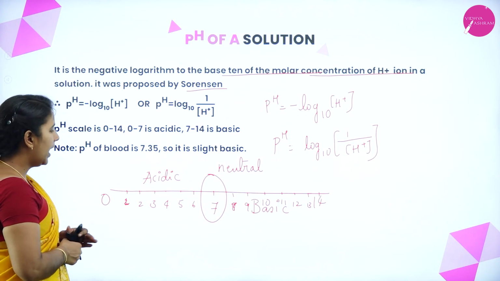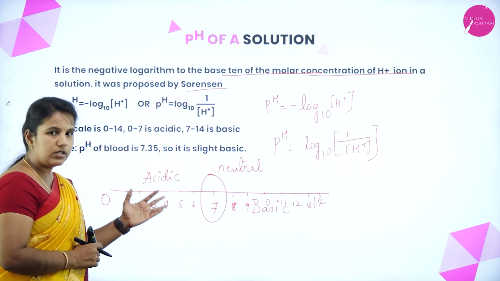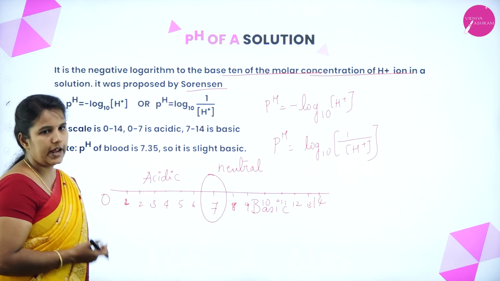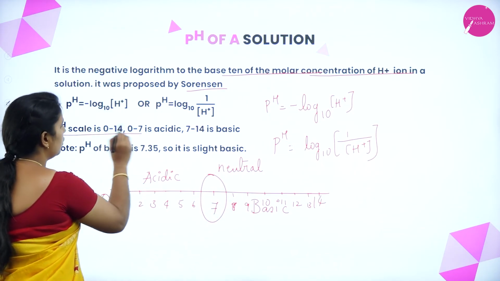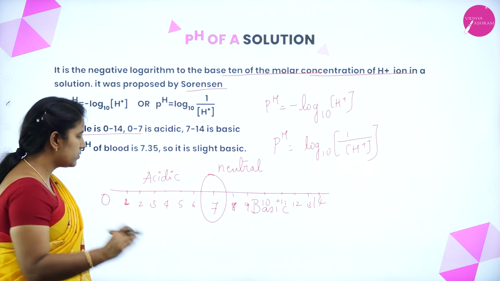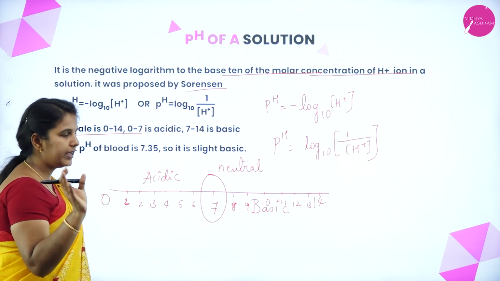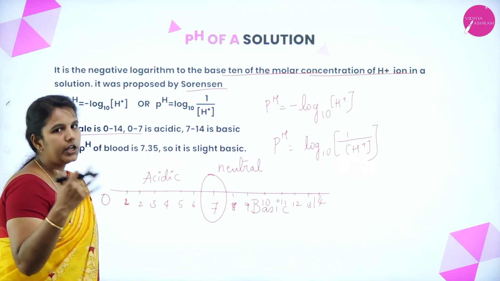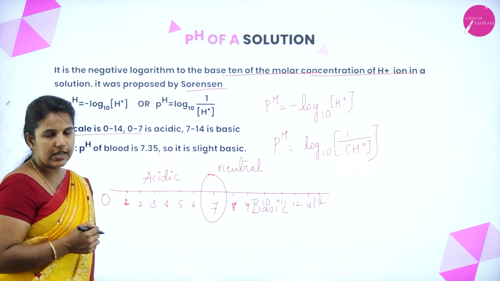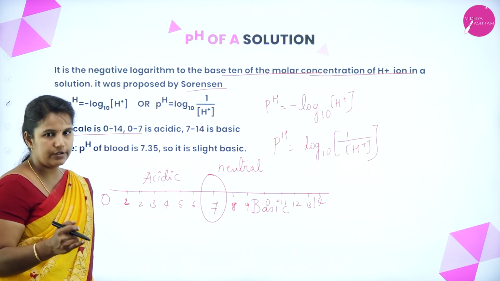Okay. So at the neutral point, that is at 7, we say that the solution is neutral. From 0 to 7, we call it acidic solution. After 7 and above, we call the solution basic solution. So this is known as the pH scale, which has a range from 0 to 14. At the point 7, we call that place neutral, where the solution does not show acidity or basicity. Below 7, we call such solutions acidic. Above 7, we call such solutions basic.